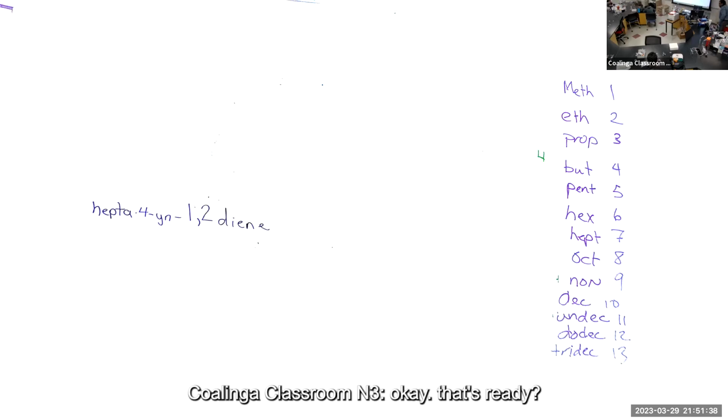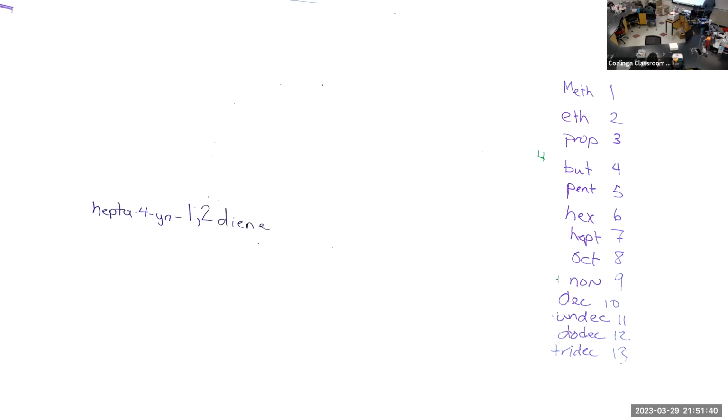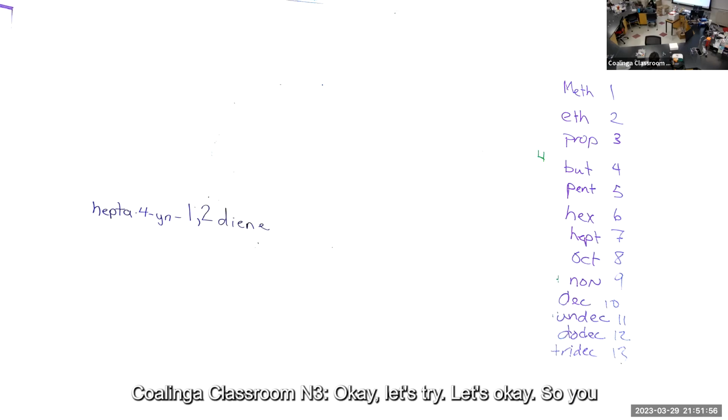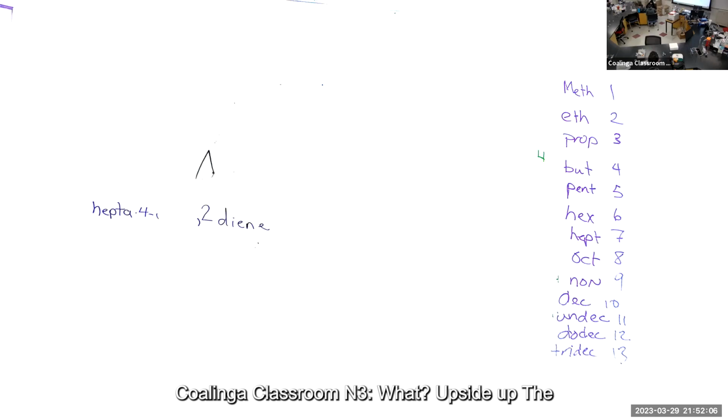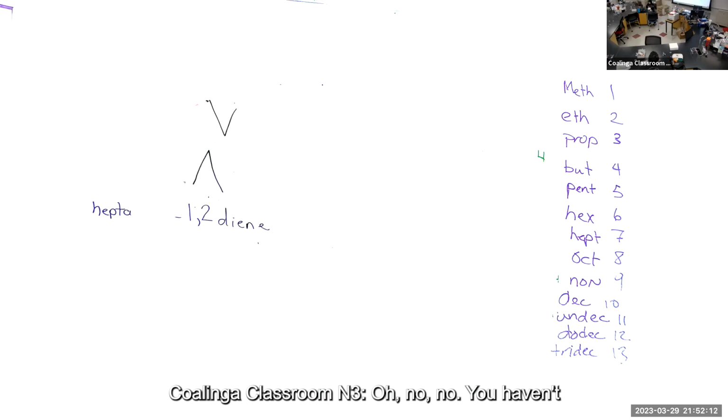Okay, you guys ready? Okay, what am I doing? She has a good answer. Okay, let's try. Let's go. So we do one upside down V. The double bonds are both ends. Oh, no, you had to write the first one. This one? Yeah, you had to write the first one.